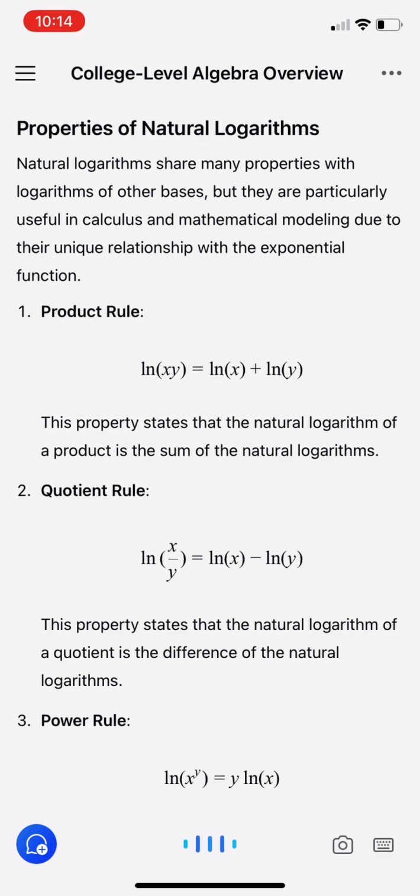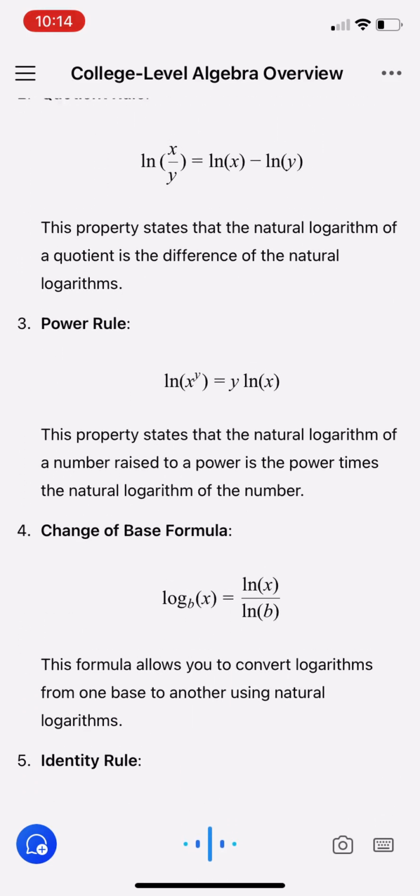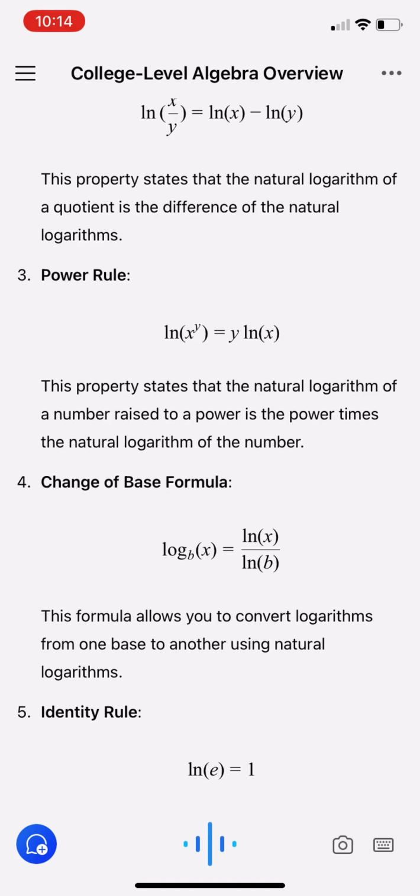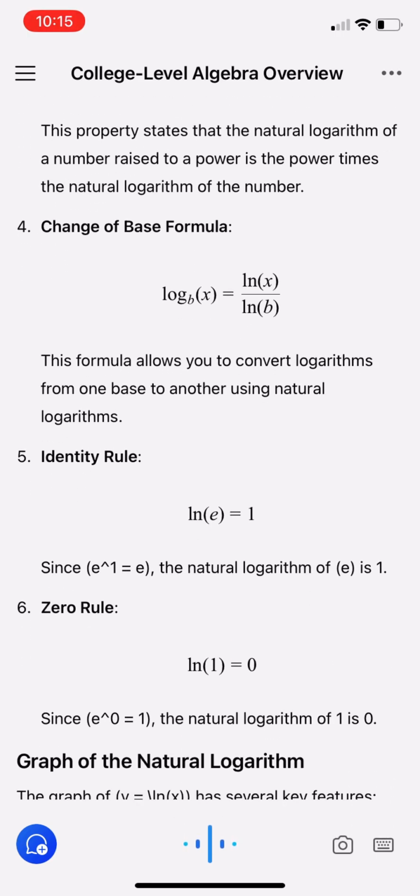Quotient rule: ln(x/y) equals ln x minus ln y. This property states that the natural logarithm of a quotient is the difference of the natural logarithms. Power rule: ln x to the power of y equals y ln x. This property states that the natural logarithm of a number raised to a power is the power times the natural logarithm of the number. Change of base formula.